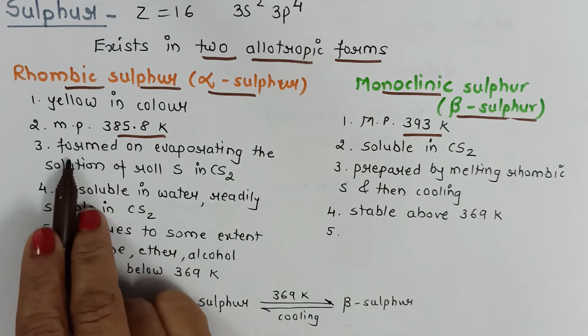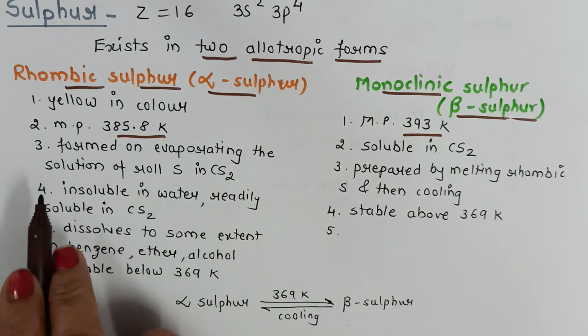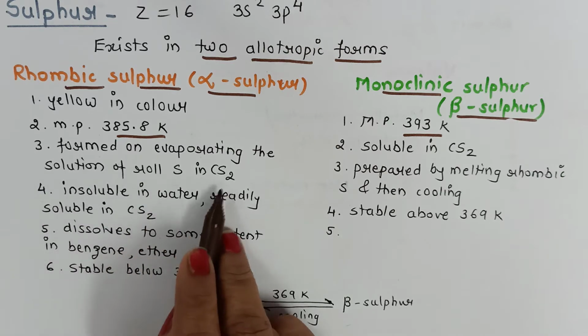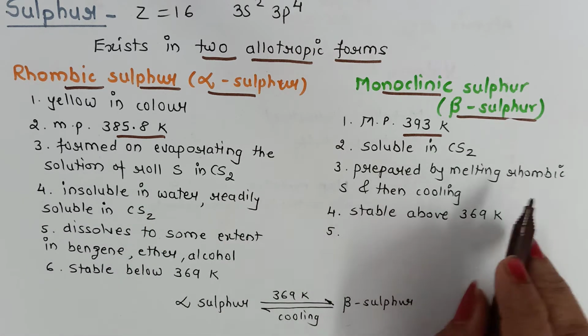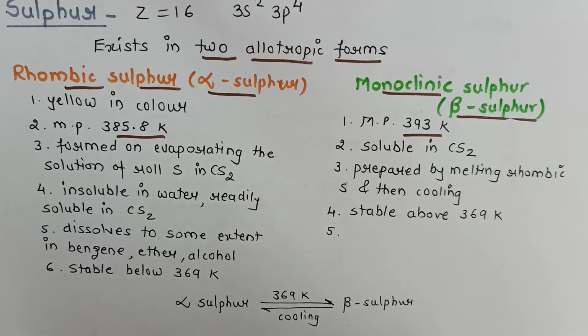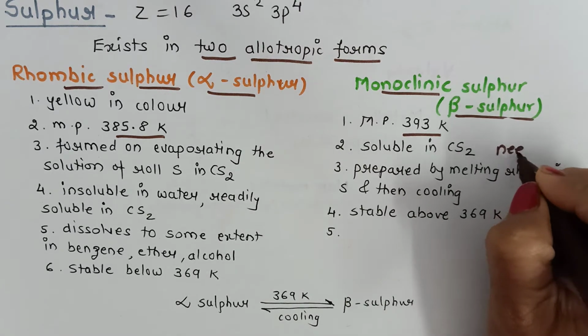Now rhombic sulfur is formed on evaporating the solution of rolled sulfur in carbon dioxide, whereas monoclinic sulfur is prepared by melting rhombic sulfur and then cooling till the crust is formed. Then two holes are made in the crust and the remaining liquid is poured out. On removing the crust, colorless needle-shaped crystals of beta sulfur are formed.